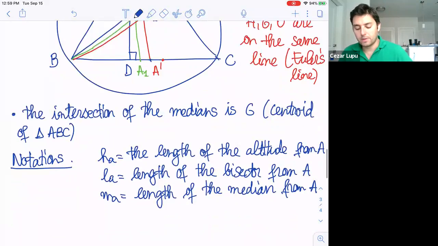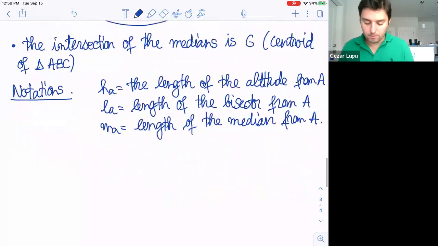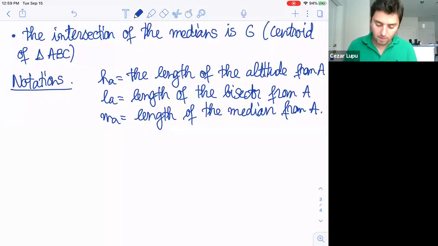Okay. Well, the question is, there is a formula for these three. We already know what the formula is for the altitude. We can express it in terms of the area. But before I go and write the formulas for these three, let me remind you something, because I would like to. So you already know the bisector theorem, I hope. Let me remind you.